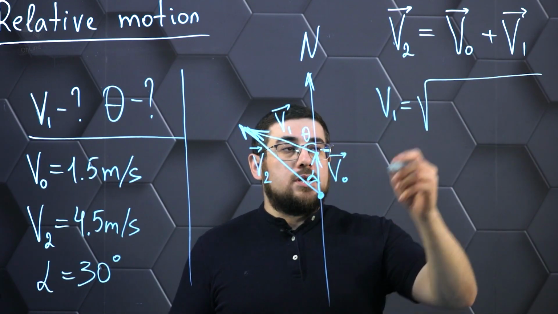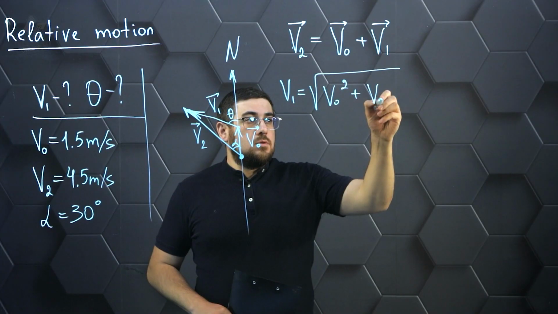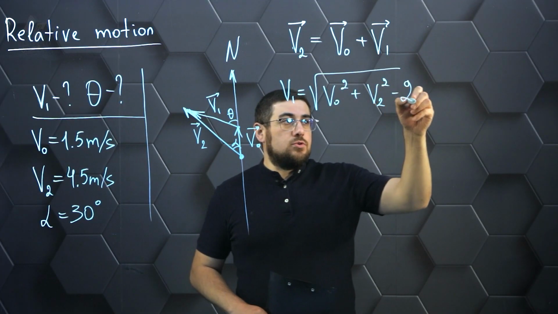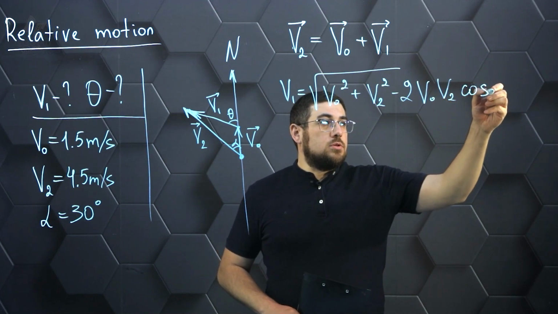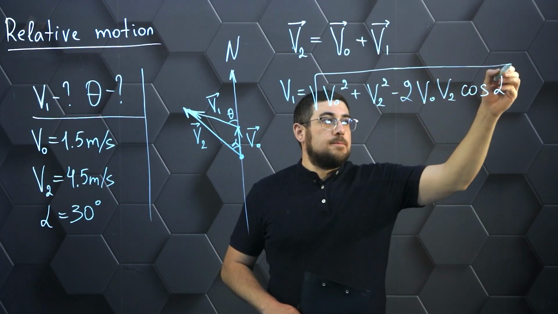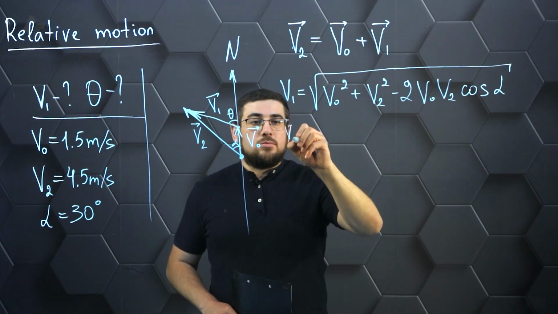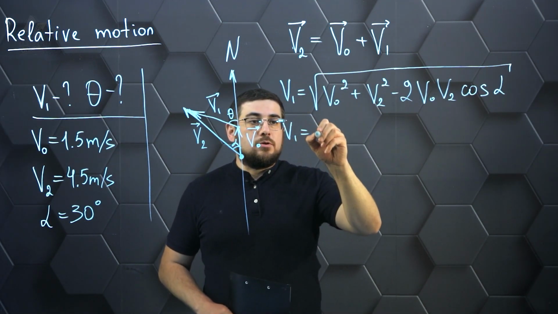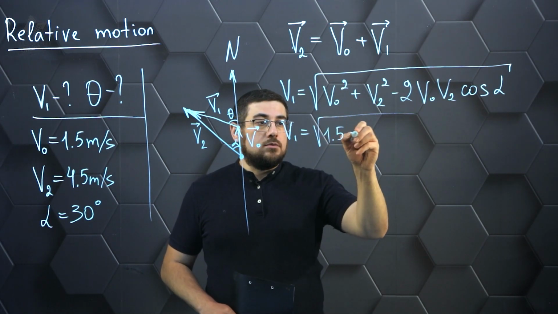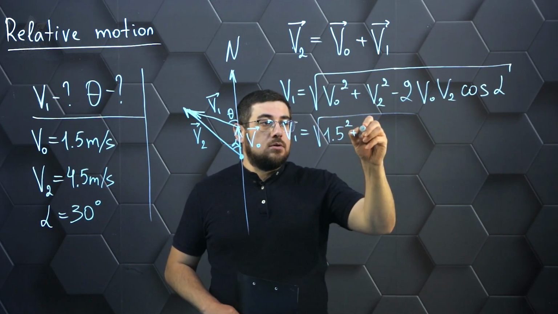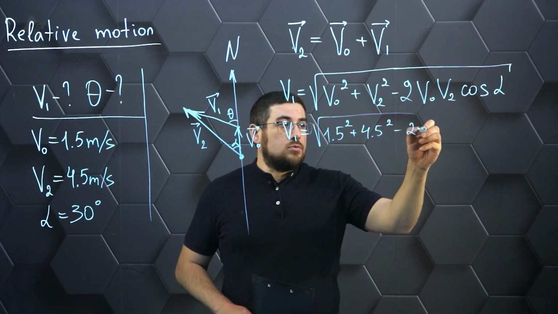v1 is equal to the square root of the sum of the squares of the known sides minus their doubled product by the cosine of the angle between them. All that remains is to substitute the value and calculate the speed of the ferry. v0 is 1.5 tenths, v2 4.5, minus their doubled product.